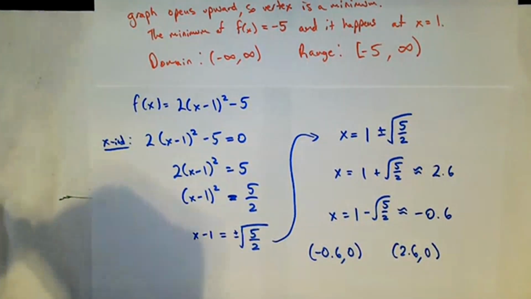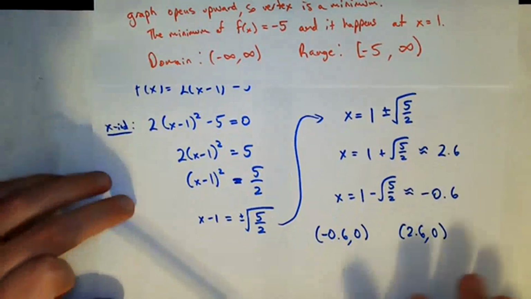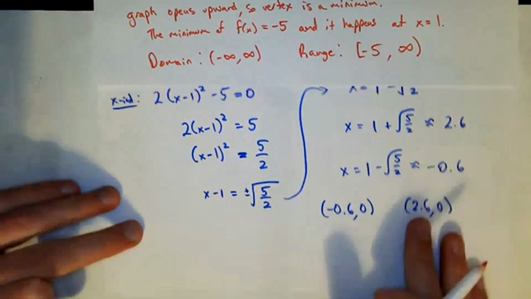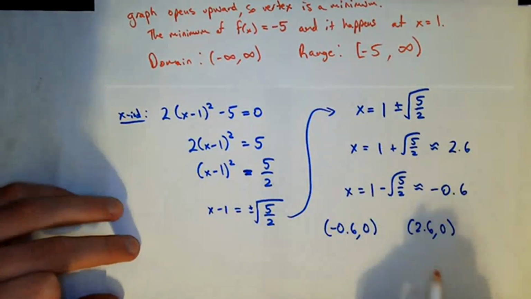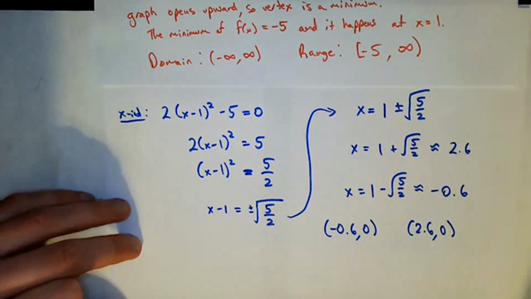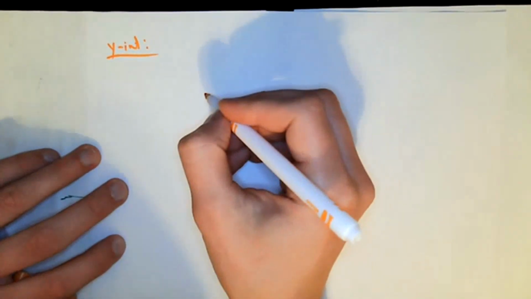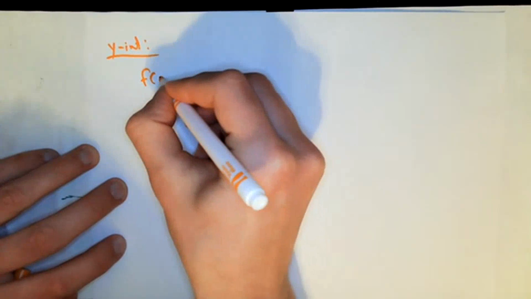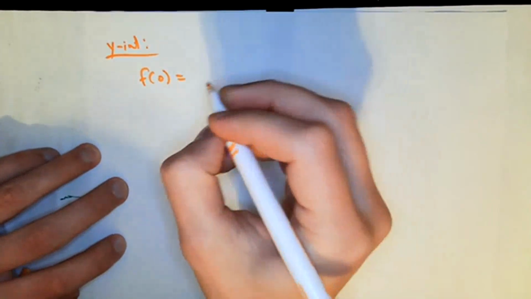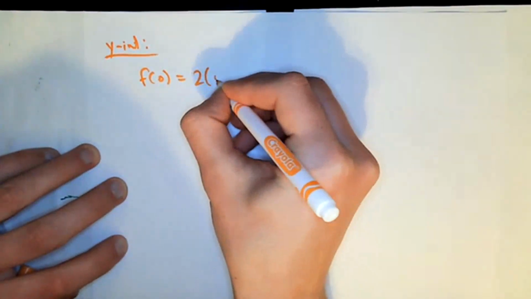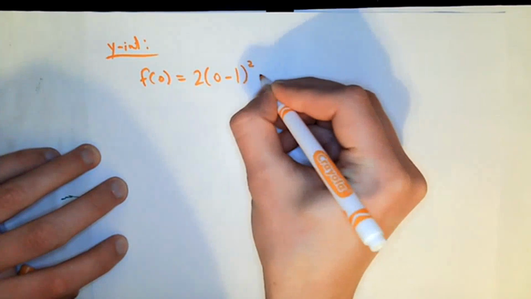All right, now the y-intercept is much easier to find. Finding the x-intercept is kind of involved, right? Finding the y-intercept is easy relative to how difficult those other steps were. You get to just set x equal to 0. So we're literally plugging 0 into the function, and you can use whatever form of the function you want.